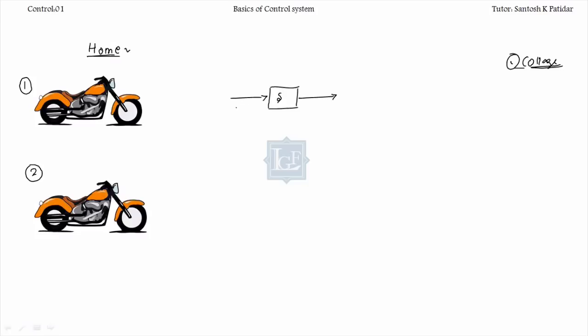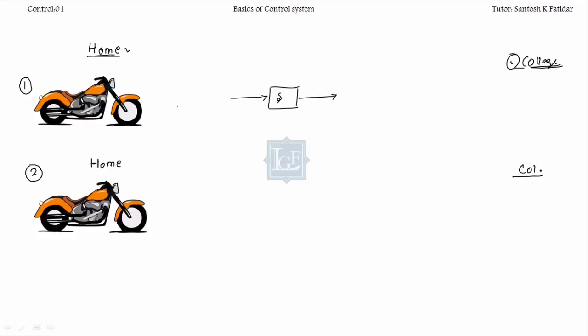But what I'm trying to say will, I think, be clearer in the second example. The second example says the condition is the same. You have to go to college from your home with your bike.